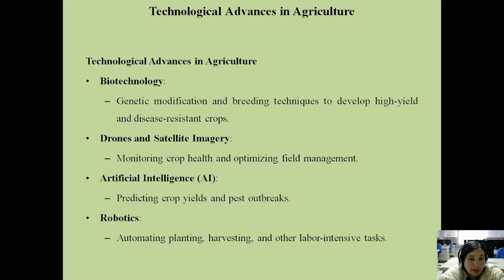Drones and satellite imagery: you can monitor your crop health and optimize the management of your field by this technological advancement. And artificial intelligence is there in predicting crop yields and pest outbreaks. These are the technological advancements in the area of agriculture. Robotics are there, automatic planting, harvesting, and other labor intensive tasks can be done by robotics. So these are the technological advances: biotechnology, drones, satellite imagery, artificial intelligence, and robotics.